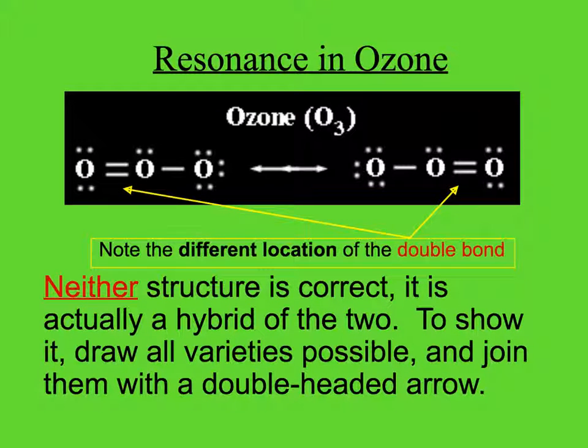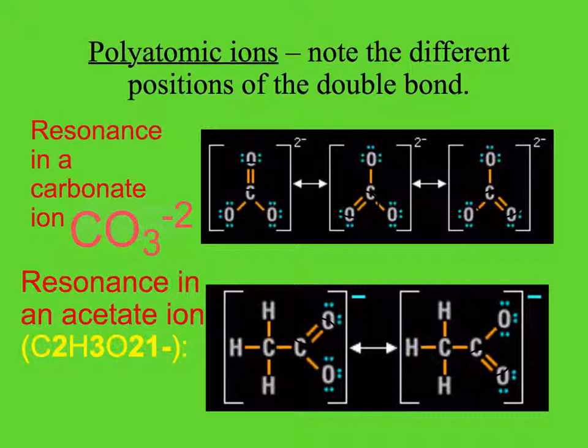Here's another example in ozone. We can draw it both ways, representing the possible locations of the double bond. But the fact of the matter is, what's actually happening in ozone is a hybrid of the 2. And here's yet another example, carbonate ion, and we see in this case there's 3 different resonance structures.